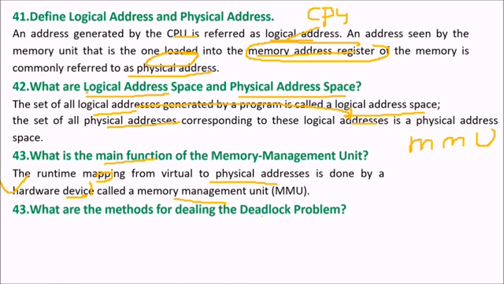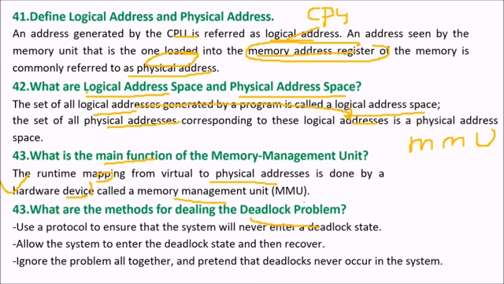What are the methods for dealing with the deadlock problem? We have already seen it, but this is an important question, so I'm repeating it. Use a protocol to ensure that the system will never enter a deadlock state; allow the system to enter the deadlock state and then recover; or ignore the problem altogether and pretend that deadlock has never occurred in the system.